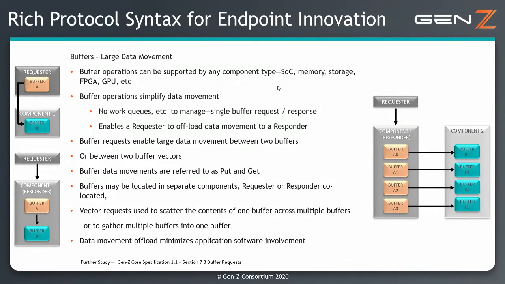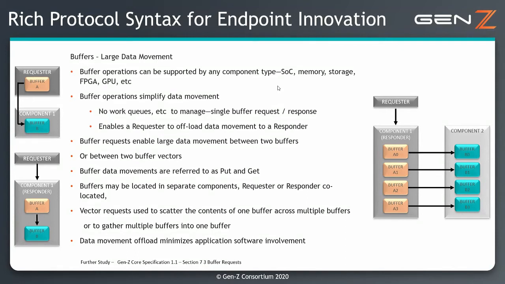Large data movement, buffers, an opclass that enables moving large amounts of data with very little CPU or requester intervention. This diagram on this slide illustrates three types of buffer movement. The top left, data buffers could be in the requester and in the responder. The bottom left, the data could both be in the destination component. Or on the right, the data buffers could be in separate components. This diagram also illustrates the case of vectors of buffers.